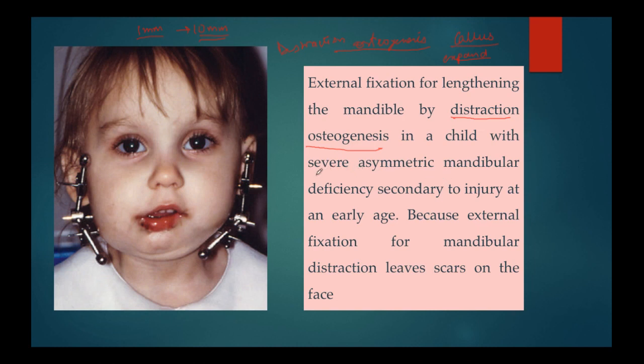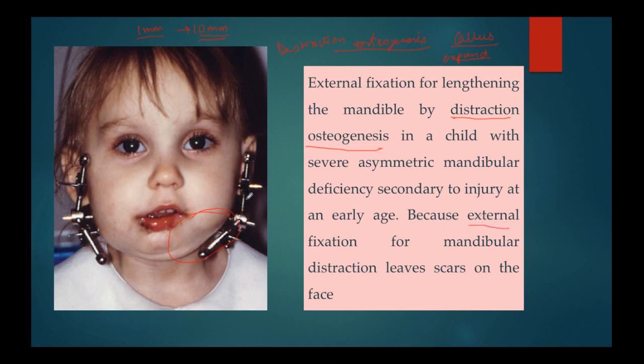So here it has been done in a child with severe asymmetric mandibular deficiency. As you can see here, there is a severe deficiency of the mandible secondary to injury at an early age. These kinds of cases generally occur when there is injury to the condylar area. If the patient has any injury to the chin or to any other area of the mandible, then there can be condylar fractures. These fractures lead to deficiency of growth on one side. Right, you can see here there is deficiency of growth on one side. So we use distraction osteogenesis to increase the bone. Now here we are using external fixation.